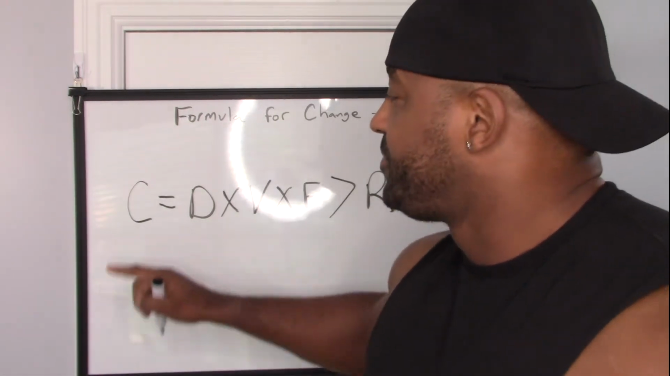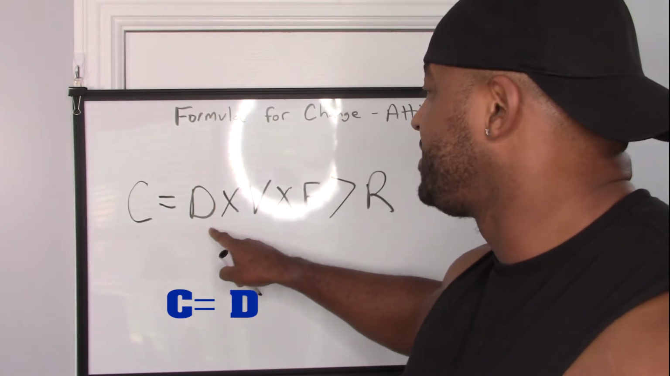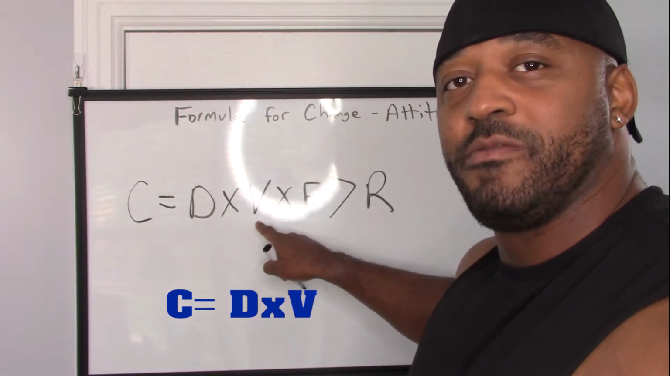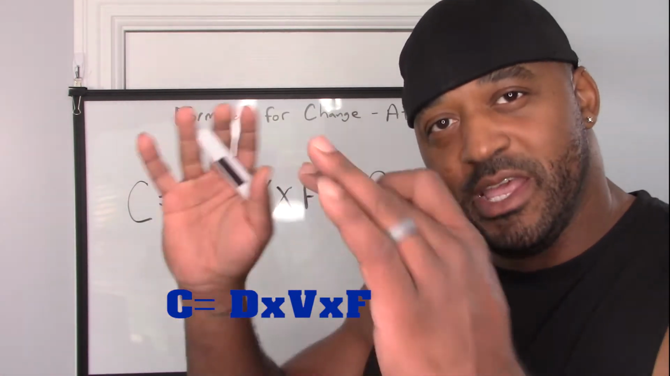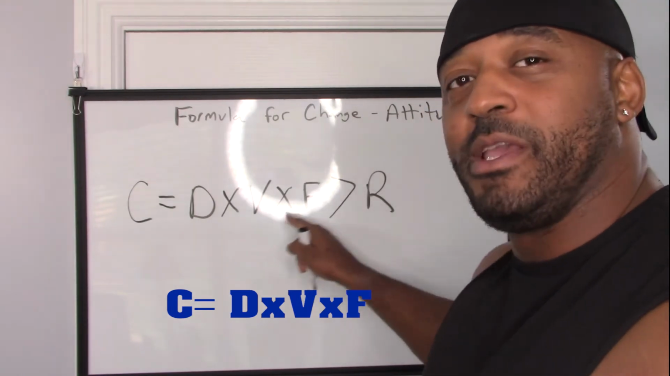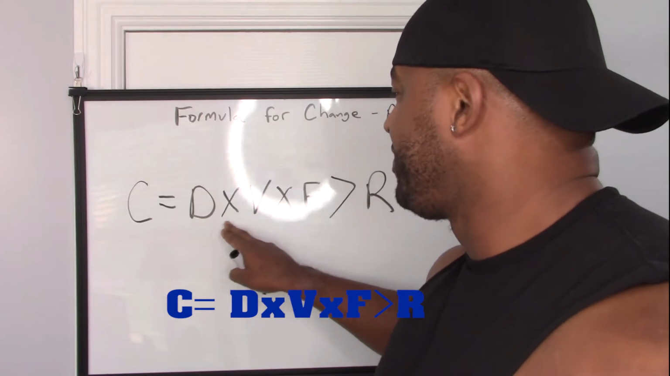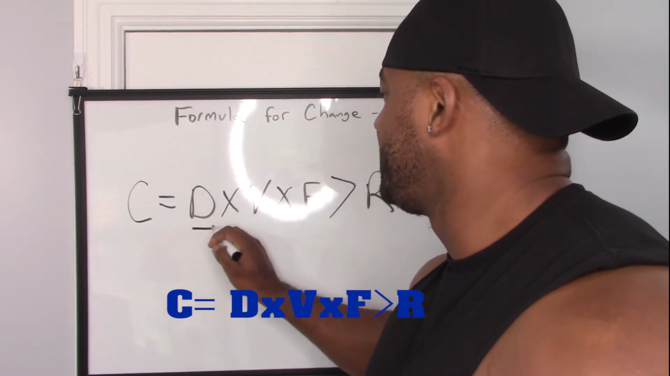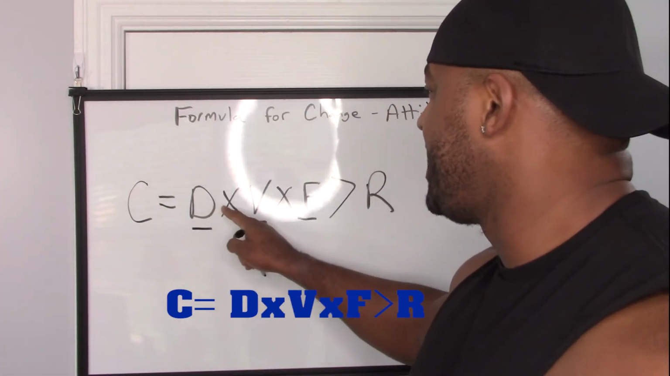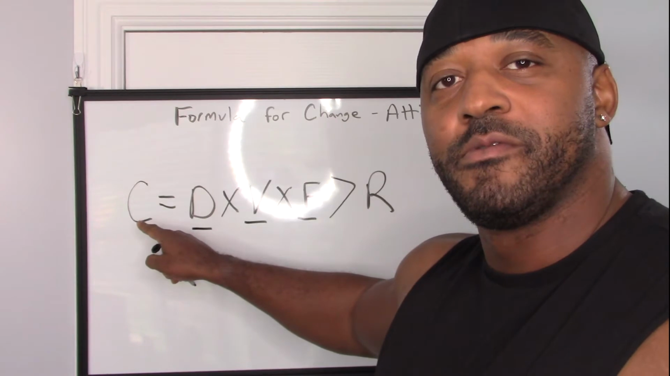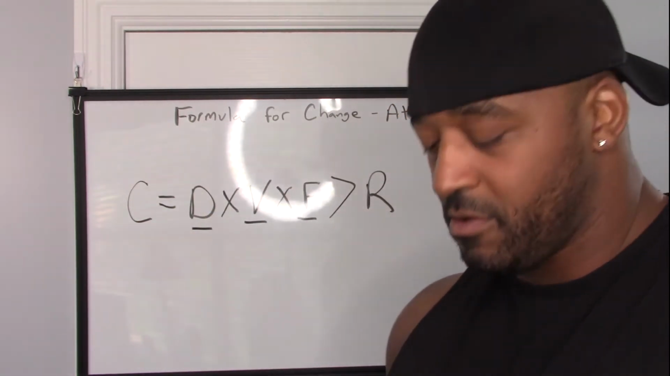So again, here it is. Change can happen when you have dissatisfaction with the way things are, times vision for what is possible, times the first steps taken towards that solution that you see in that vision. And that has to be greater than resistance. Now, as you can see, this is multiplication. So if any of these 3 factors is 0, change is going to be 0, which means that 0 is going to be less than the resistance.